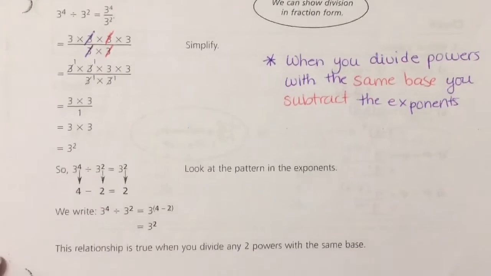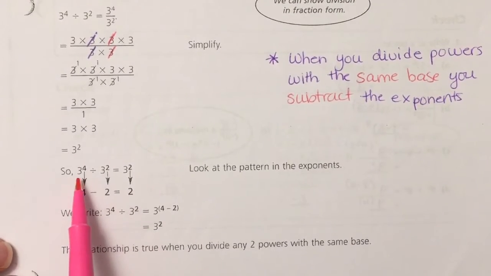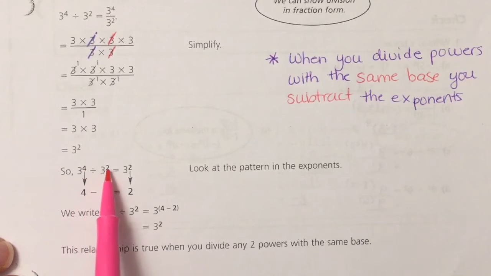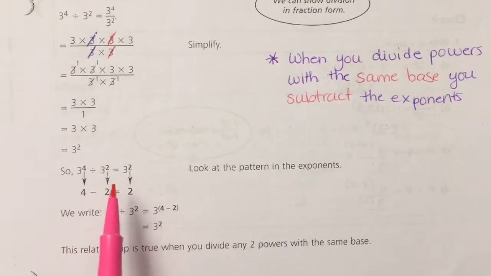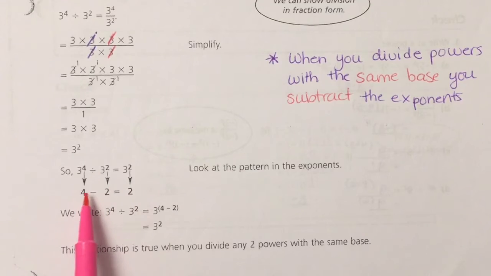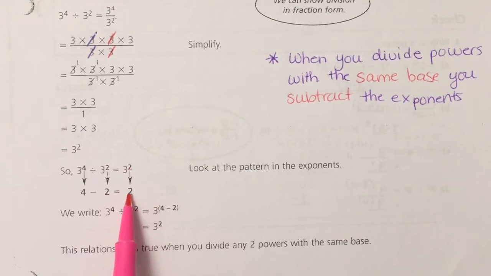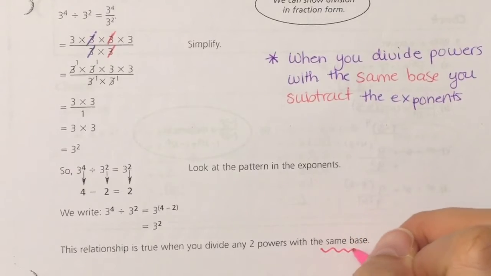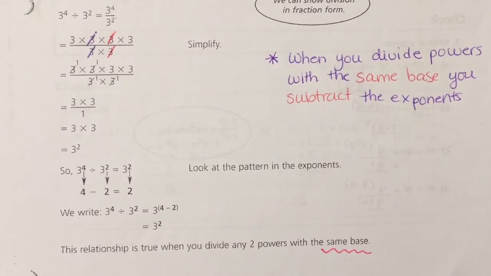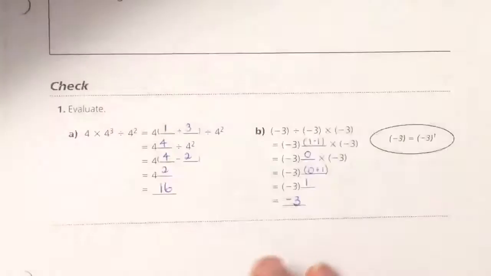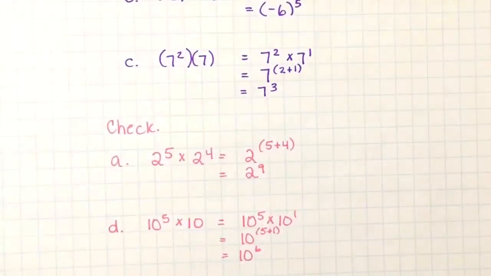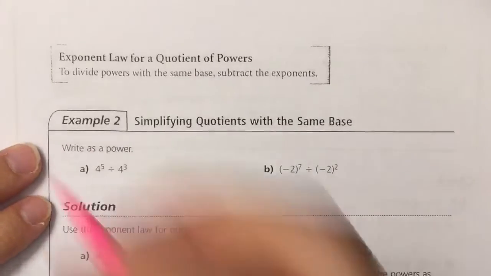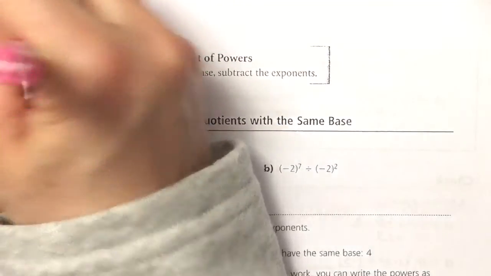Okay? Or we can write it out like this. 3 to the 4th divided by 3 to the 2 equals 3 to the 4 minus 2, or 3 squared. And this is how we would write it out. Okay? The relationship is true when you divide any two powers with the same base. Okay? So let's turn the page here, and it shows the rule at the top of the page. Okay, so I'm going to highlight that here.